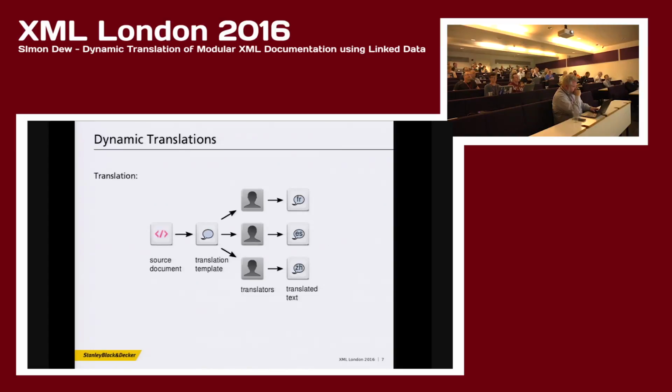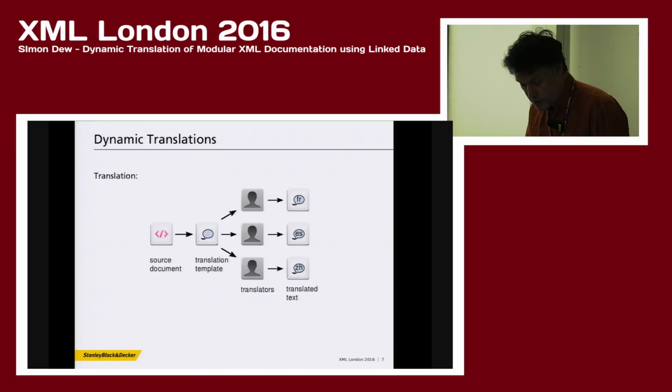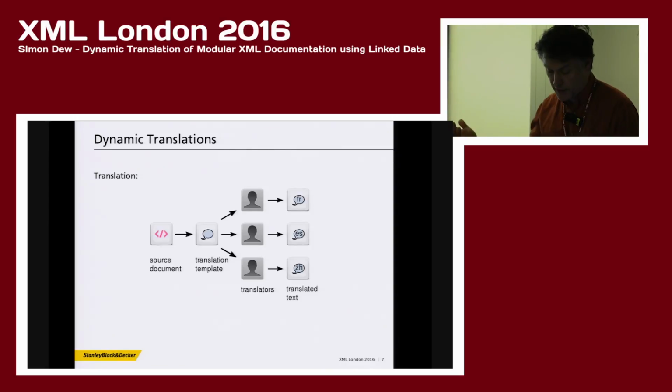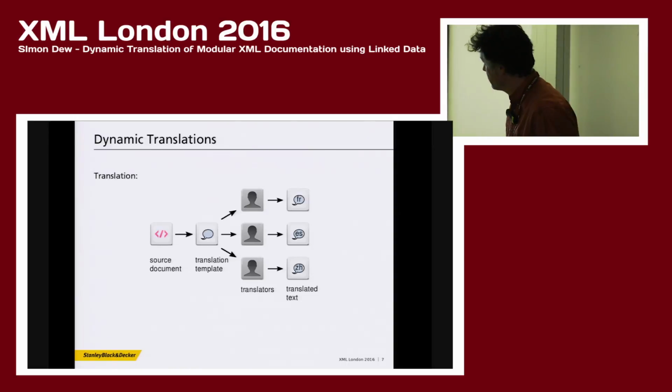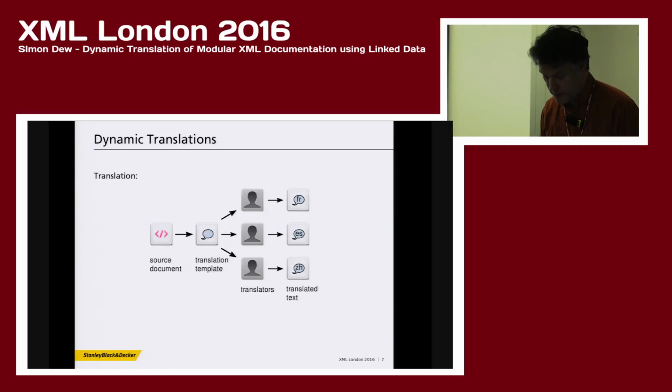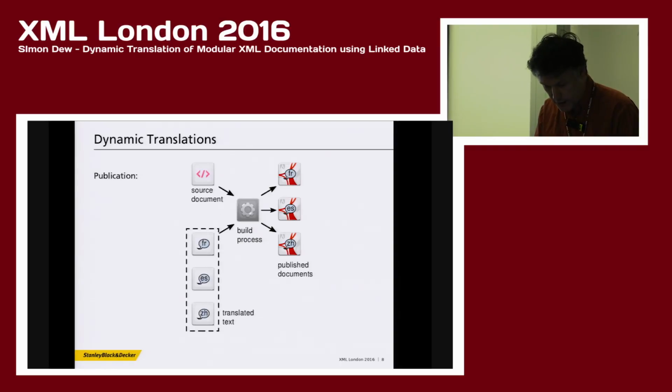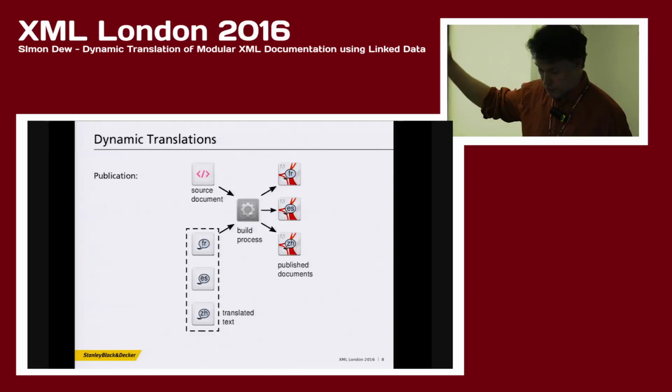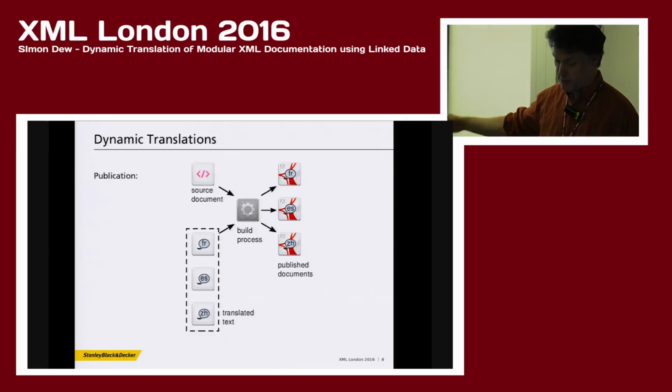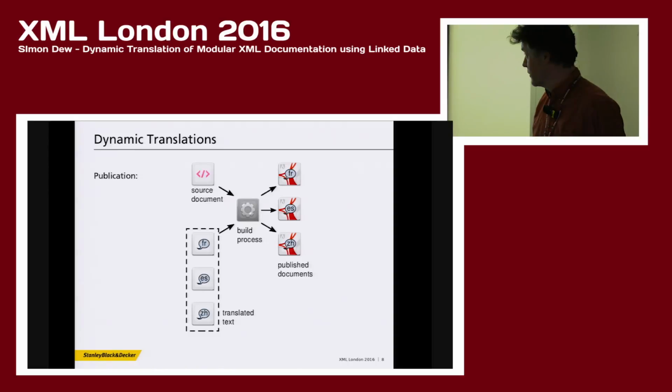So, one solution to this would be to use what we could call dynamic translations and a different workflow. In this workflow, you would extract the translation strings from the source file, but you don't produce a skeleton file. You send the translatable text to the translators, and you get your translated text back, just as before. And then, when you publish the documents, your build process has to take the structure from the source document and replace the translatable text with the corresponding translated strings.